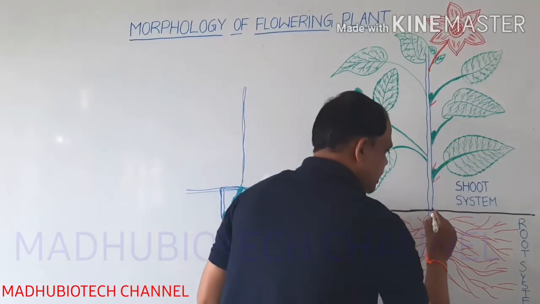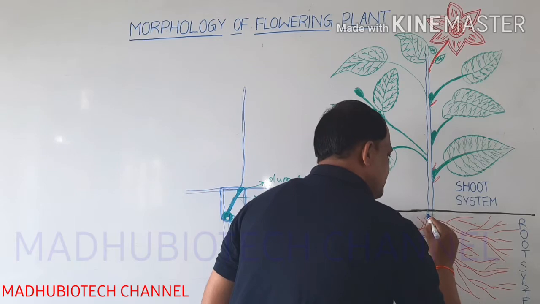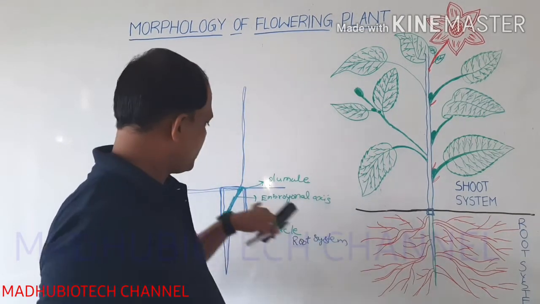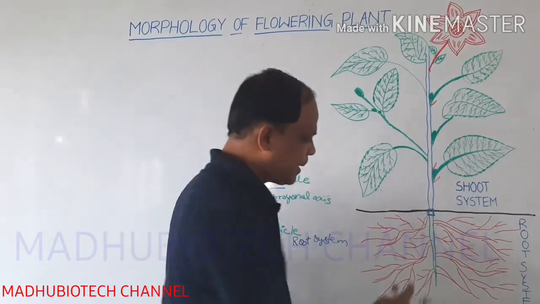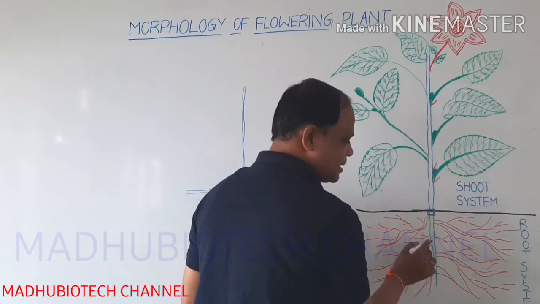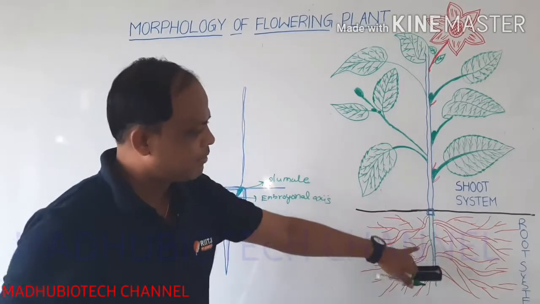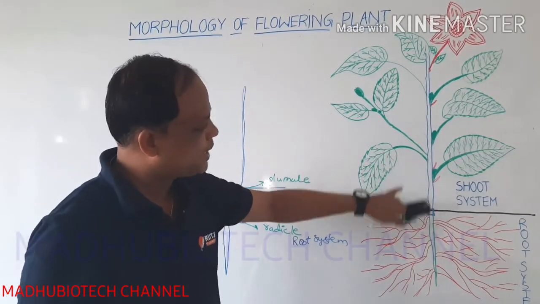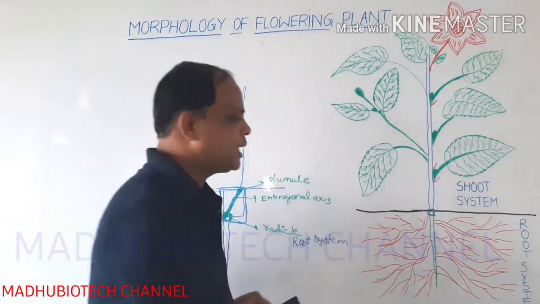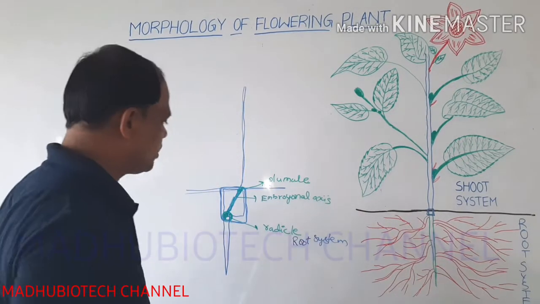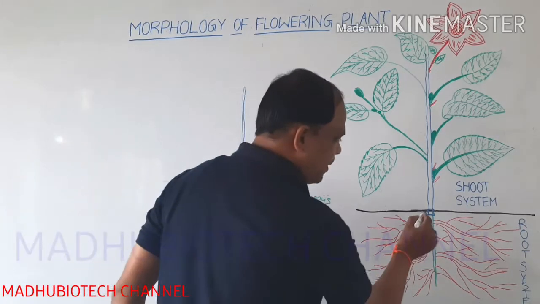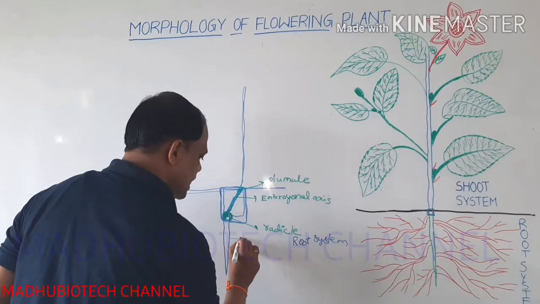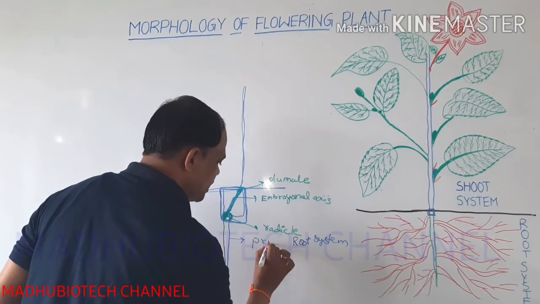For example, at this place we put one seed, and in the seed the axis grows as a vertical axis into the soil. This develops into the root system. The upward part develops into the shoot system. And how the root system is developed: this vertical axis is called the primary root.